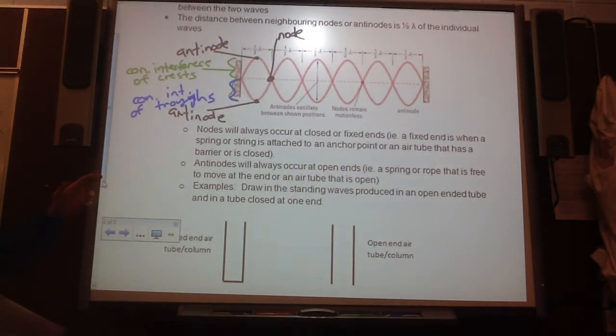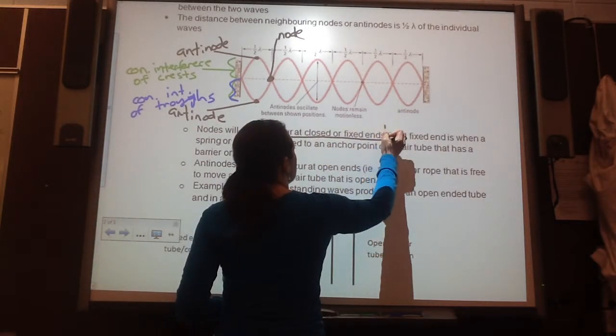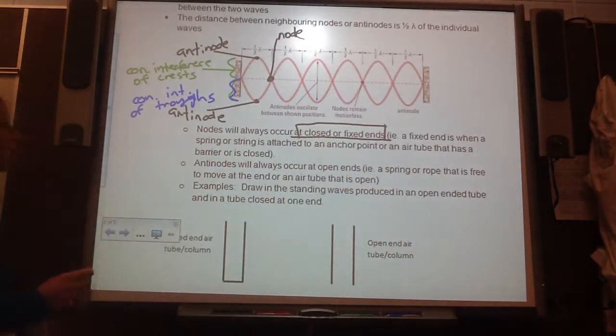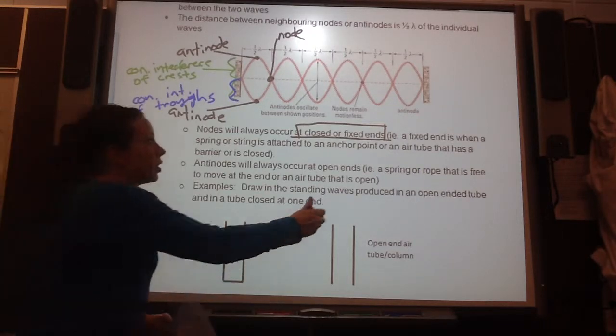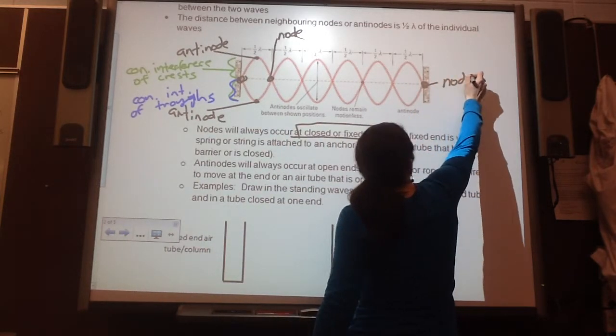Okay, so now, if we understand this standing wave theory, we can apply it to different situations. So nodes will always occur at fixed or closed ends. That's very important, so I would underline that. Nodes occur at closed or fixed ends. It happens in between as well, but there will always be a node at the ends. Okay? There's always nodes at the ends.